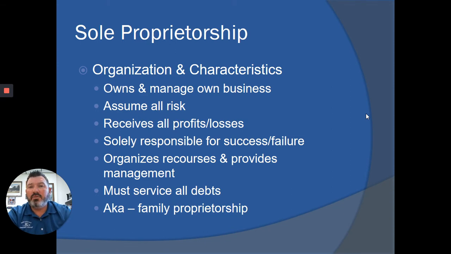So let's talk about a few of these organizational structures, and it's important that we first talk about sole proprietorships. Again, they're the number one farm business organization setup. From an organizational and characteristic standpoint, we'll try to do this with all of the structures. You're the owner-operator, you manage your own business, and that means you assume all the risk, of course. The benefit of that is you also receive all the profits and losses without having to pay anything to anyone else or even report it to anyone else in terms of what you do.